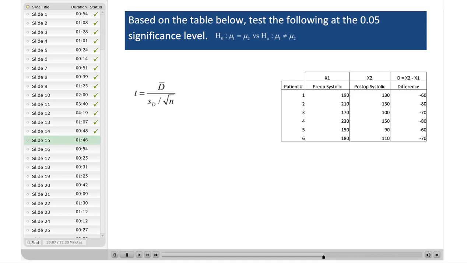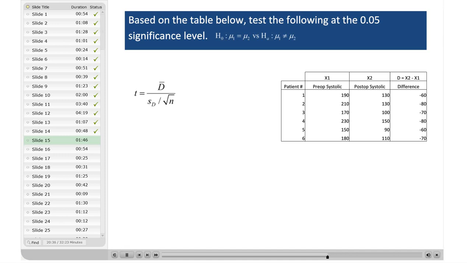The first step in a paired samples problem is to create a third column, which is just the difference between the first two columns. You can see that the third column is labeled difference, and we say that d is equal to x2 minus x1. For example, 130 minus 190 is negative 60, 130 minus 210 is negative 80, and so on and so forth. The test statistic that we're going to use is given in the formula to the left.